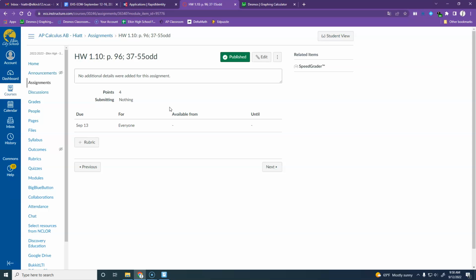Actually, I think I just haven't fixed those notes. I should have taken those last couple of questions off of it because the removing discontinuities is later. So actually, we're good here for this. We actually finished everything we needed to. I need to take those last ones off. And you should be okay on these, I think. 37 through 55, but the odds only.